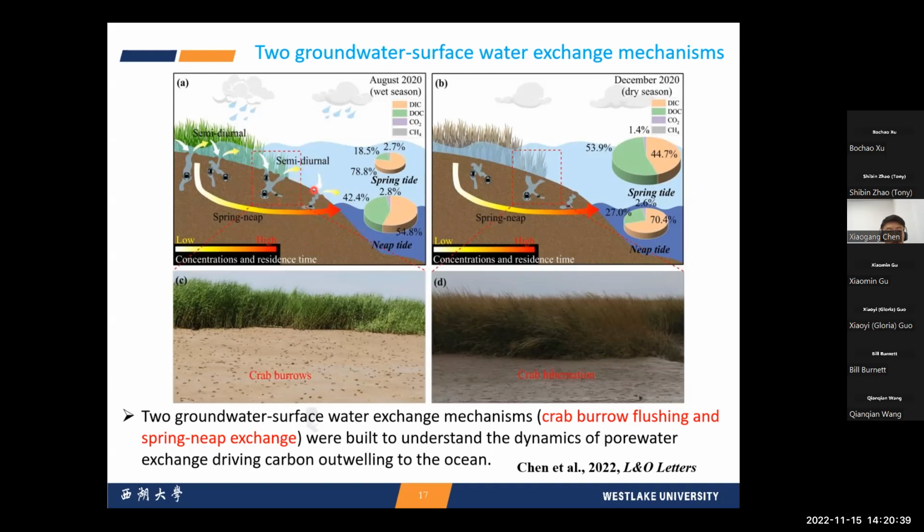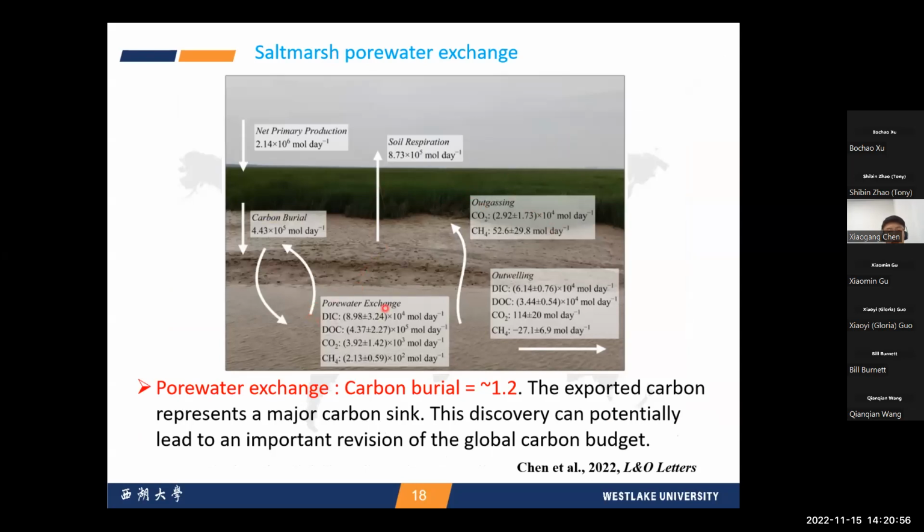In our study site, both of these exchange mechanisms occurred in the wet season, but only the spring neap exchange occurred in the dry season due to the crab hibernation in the dry season. Also, we used the radon mass balance model to quantify the Porewater exchange rate and the related DIC, DOC, CO2 and CH4 fluxes. And we also estimated the carbon outwelling fluxes and the greenhouse gas emissions. Then we built the carbon budget in this salt marsh. From this budget, we can see the Porewater derived carbon fluxes were about 1.2 times higher than the carbon burial in this salt marsh. So that means the exported carbon represents a major carbon sink in the study site. And this discovery can potentially lead to an important revision of the salt marsh carbon budget.